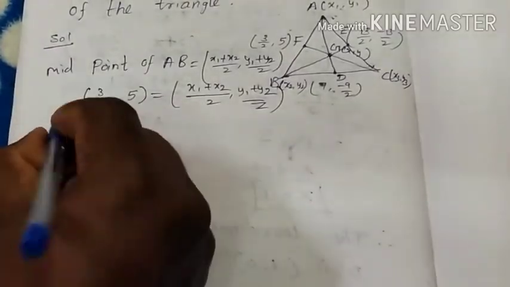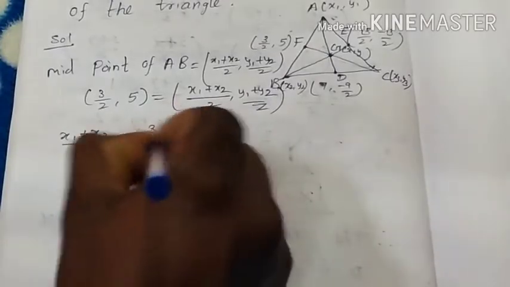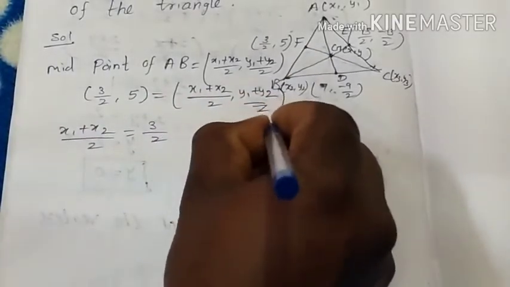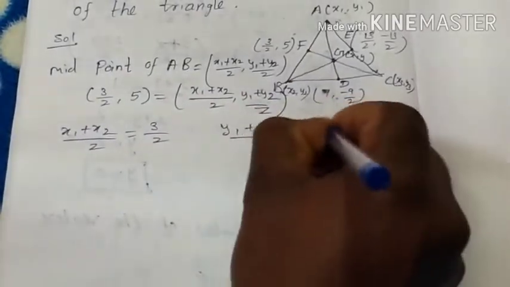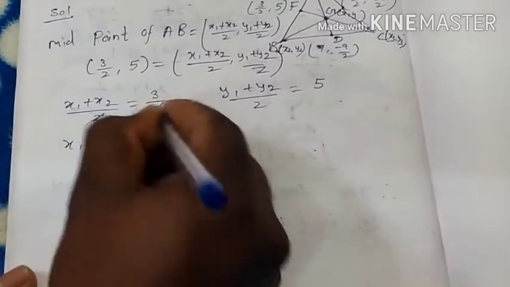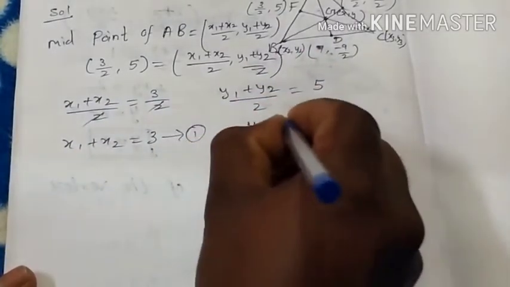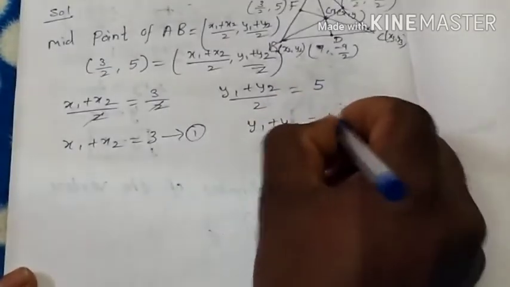So equating the like coordinates, (x1 + x2)/2 = 3/2 and (y1 + y2)/2 = 5. Okay, x1 + x2 = 3, the 2s are cancelled. This is equation number 1. Then y1 + y2 = 10, 2 fives are 10. This is equation number 2.